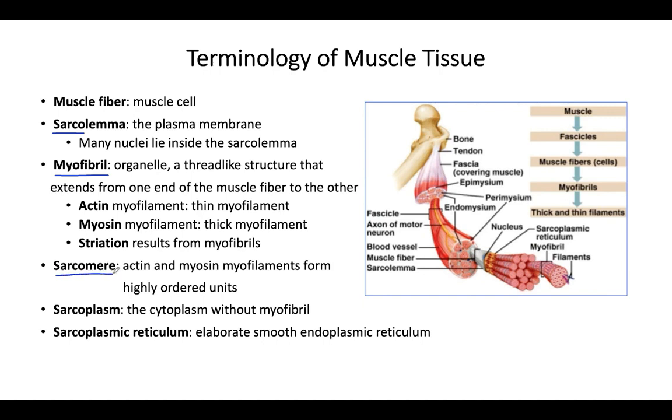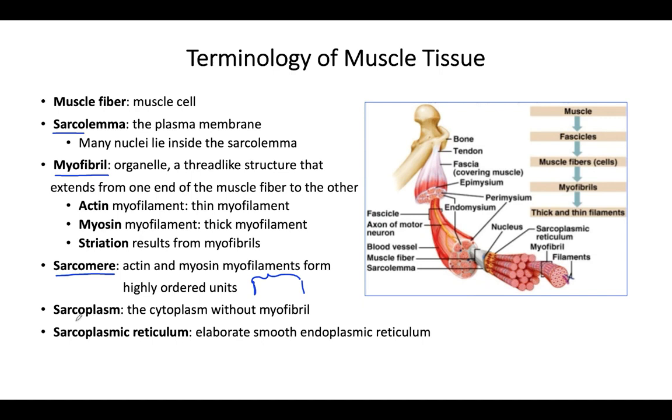Sarcomere means actin and myosin myofilaments form a highly ordered unit. So the sarcomere is a structural unit of muscle contraction. We will study this a little bit later. There's a Z disc and then another Z line, and we call this a sarcomere. You will see the detailed structure a little bit later. But the sarcomere is the structural unit of muscle contraction.